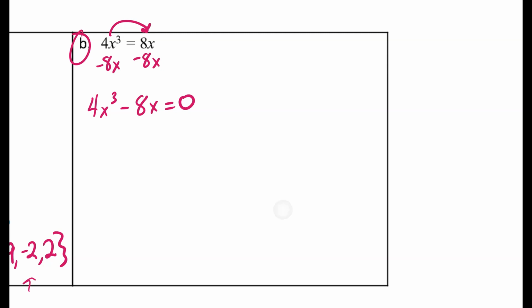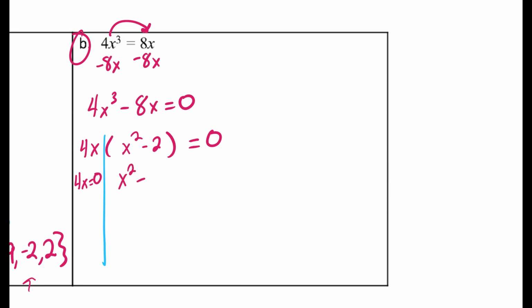I'm going to try to pull out a GCF of 4x to be left with x squared minus 2, and it's equal to 0. Now before I had a difference of two squares here, but 2 isn't a perfect square, so there's nothing I could do at this point. I'm going to split it off and set both pieces equal to 0. 4x equals 0, and x squared minus 2 equals 0.